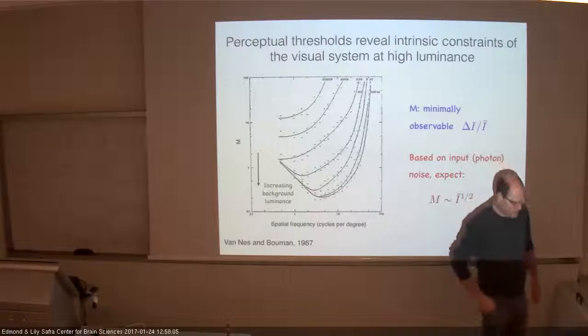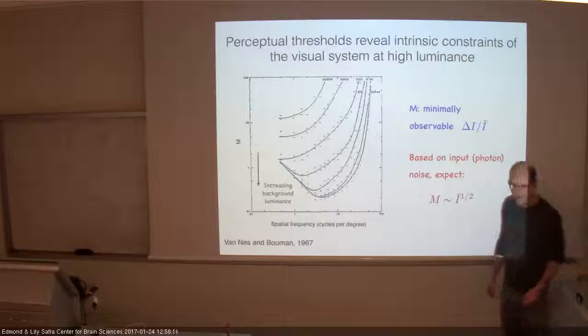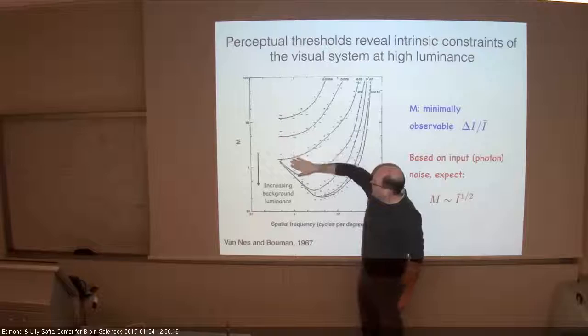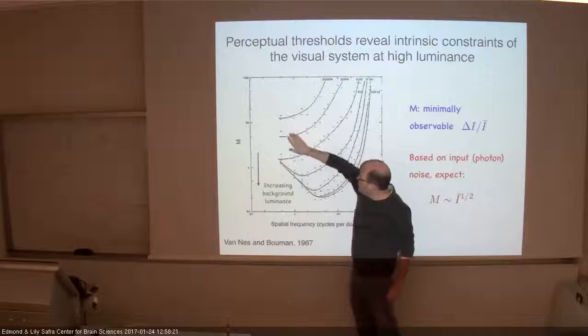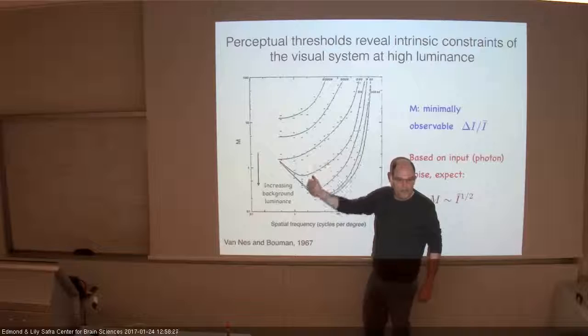So try to connect this to the concept that we discussed in the past few lectures. I was arguing that we understand this based on the properties of the input noise. The shift from this plot to this plot is in complete agreement with the notion that our perception is limited by the input noise. What could be going on in this plot?